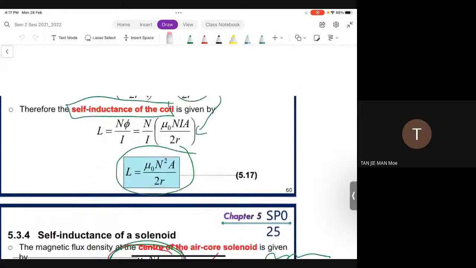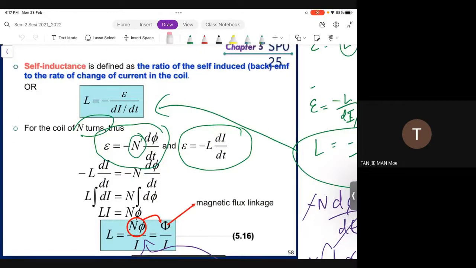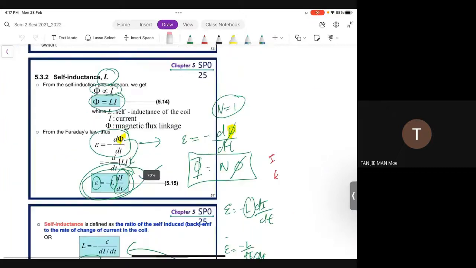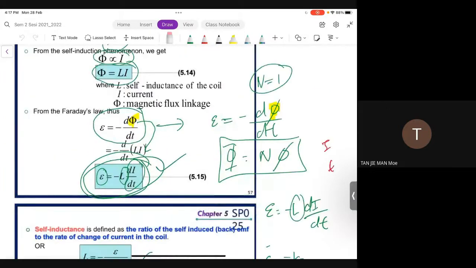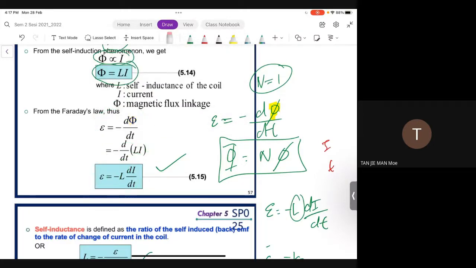Sebab EMF dia tak akan ada negatif, EMF sentiasa positif. Negatif ni adalah dia nak menunjukkan bahawa dia berlakunya the rate change lah. So negatif ni dia berlaku disebabkan oleh Lenz law. Dia datangnya dari sini, dari Lenz law ni lah. So that's why you ada negatif.